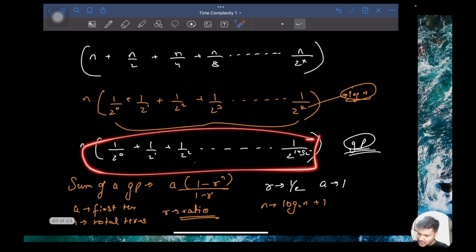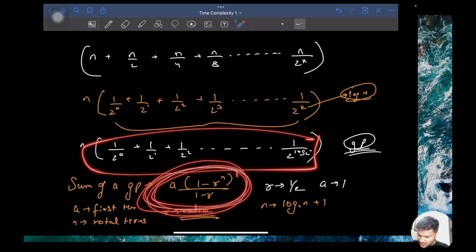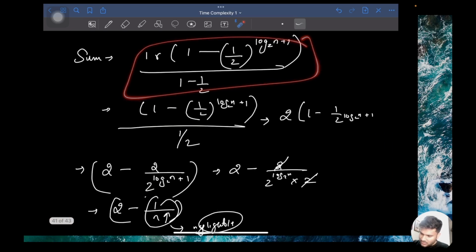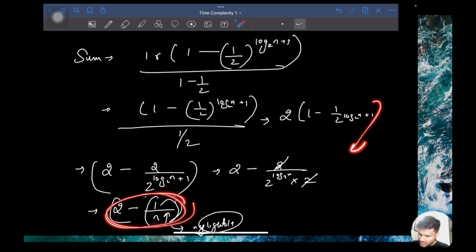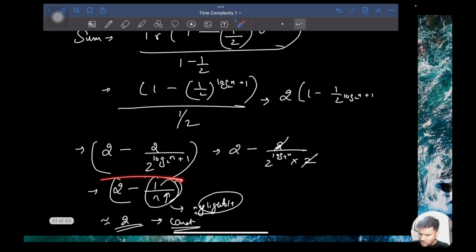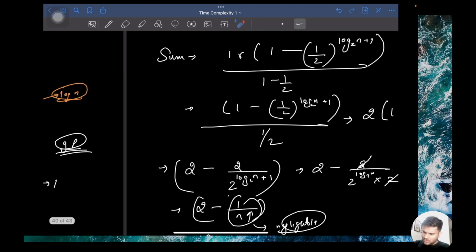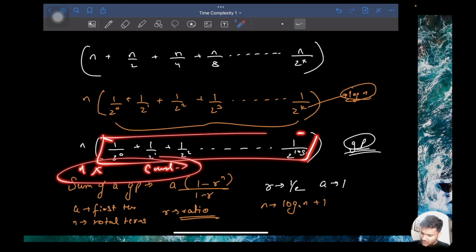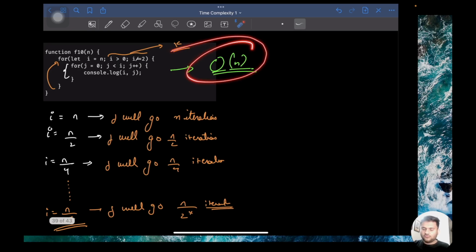If we resolve it with the sum of a GP formula, this becomes the first term. Total number of terms is this. Ratio is 1 by 2. I just put it here. Simplify, and at last we get a term like this. So 1 by n is going to be negligible because we are only dealing with higher values of n. In complexity analysis, we just care about higher values of n. So this overall becomes a constant. So we can say this summation is some constant multiplied by n, hence the time complexity is order of n.